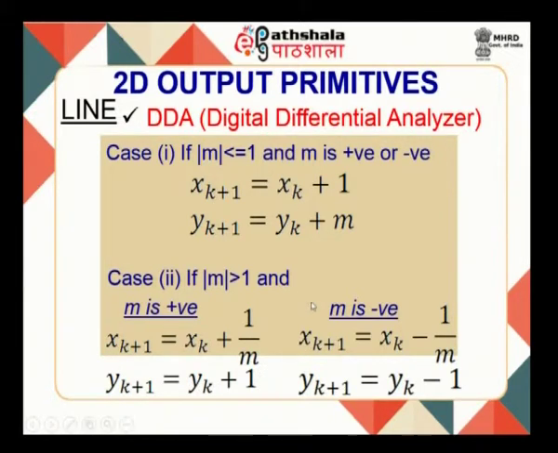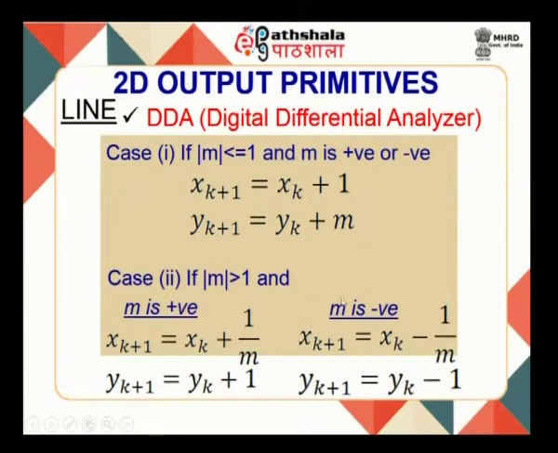In case m is negative, we have to check for all cases. First, given a line, we should check all possible cases: m greater than 1, m less than 1, whether m is positive or m is negative. Accordingly, we should choose the set of equations for computing the next x and y values.